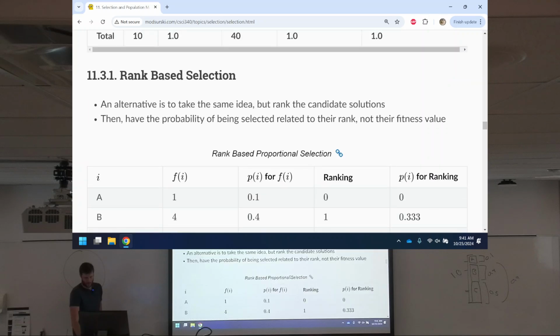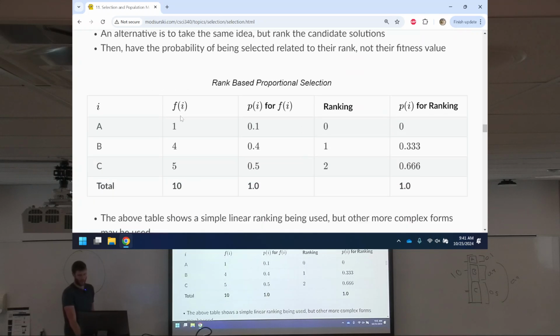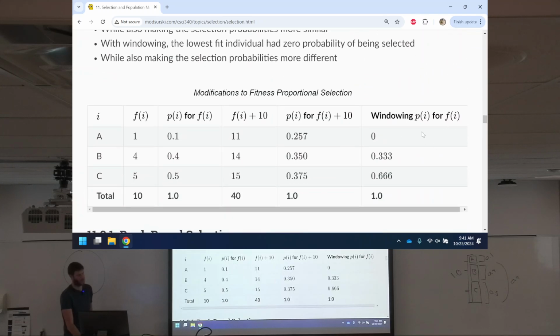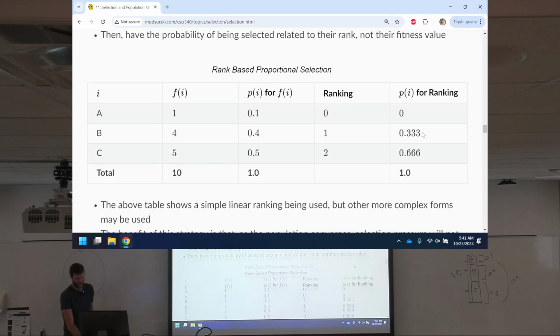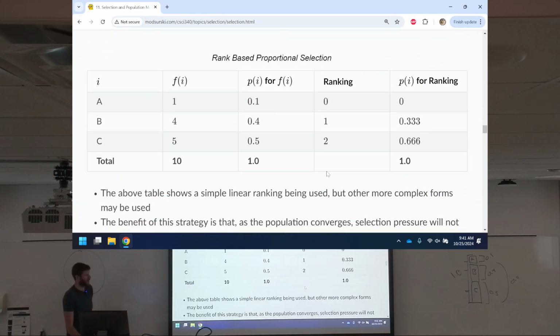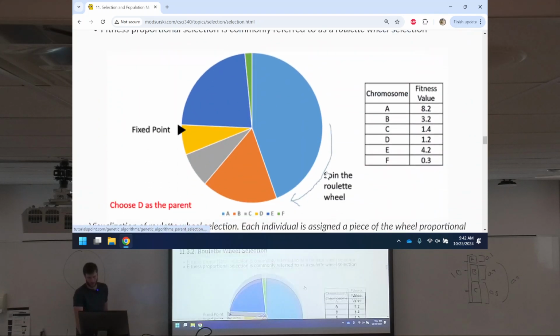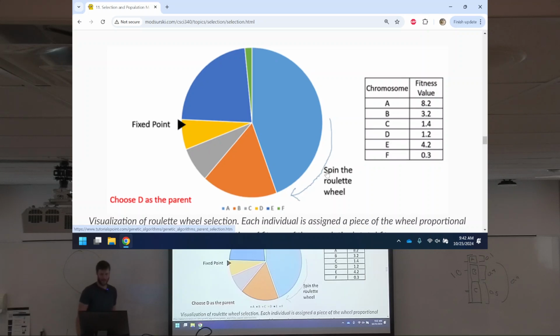Rank-based selection. Okay, what is this? An alternative is to take the same idea but rank the candidate solutions, then have the probability of being selected relative to the rank. So here's their fitness, but what you do is you rank them instead. Well, the ranking ends up being the same as windowing in this situation, but I don't know if that's always true. Of course, it won't always be true. You rank them, and then their proportion of being selected is based on their rank, not exactly their fitness, but it is their fitness indirectly. So roulette wheel. Here's the idea.